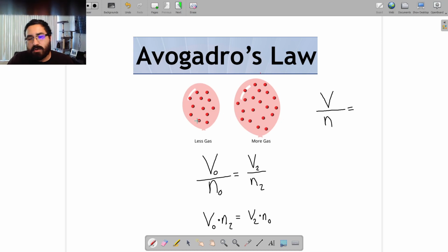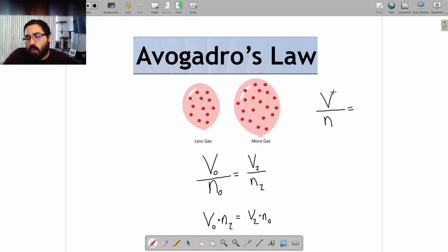Now, what Avogadro's law says is the more particles, the bigger the volume. The less particles, the smaller the volume. And thinking about it, I don't think it really takes a genius to figure that one out. If you have a balloon and you blow more air into it, it's going to have more particles. That seems no duh for us now, but back in the day, it was groundbreaking stuff.